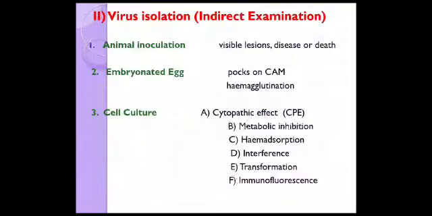The last one is the cell culture, wherein you are using the tissues, which I will tell you all in detail how the cell cultures are done. For you to detect the presence of the virus in a cell line, there are various methods. One of it is the cytopathic effect, the second is metabolic inhibition, hemadsorption, interference, transformation, and immunofluorescence. So these are the various methods by which you can detect the presence of a virus in the cell line cultures.